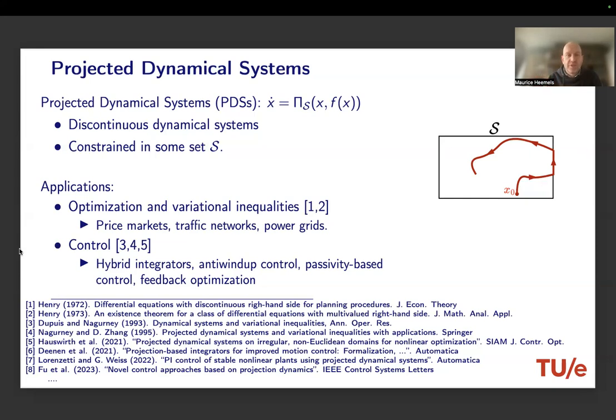But what we see in recent years is that there is also, from a control perspective, quite an interest in using projected dynamics or projection in the control loop. So hybrid integrators, anti-windup control, passivity-based control, but also online feedback optimization currently receives a lot of attention, and you see projected controllers actually playing a major role in that.